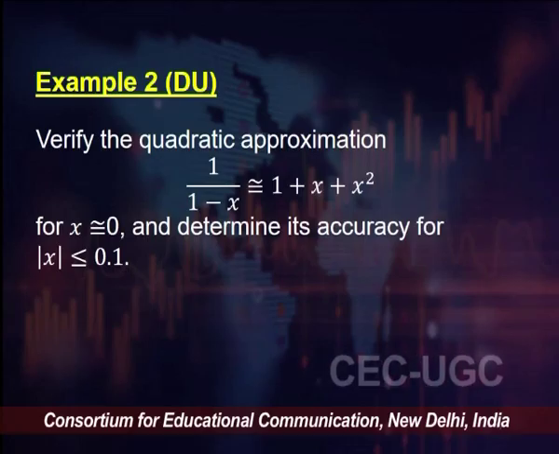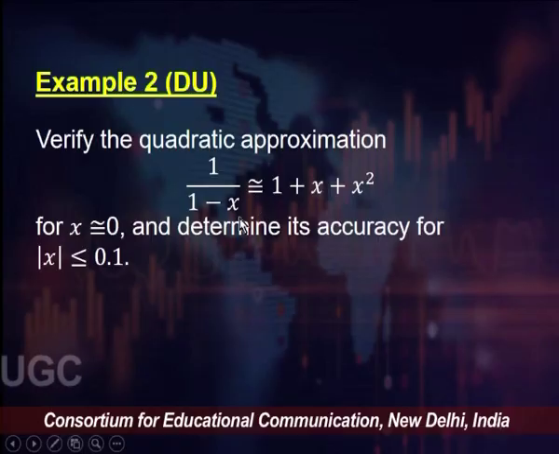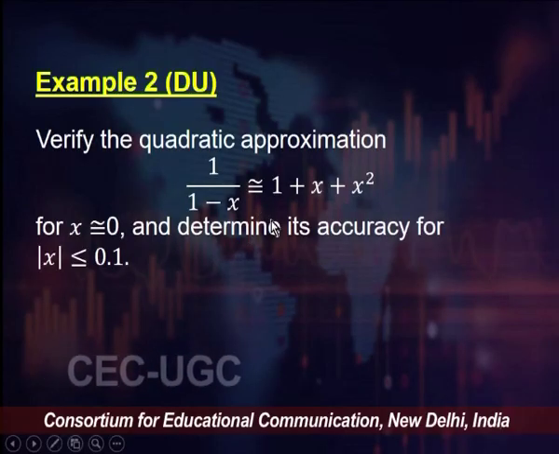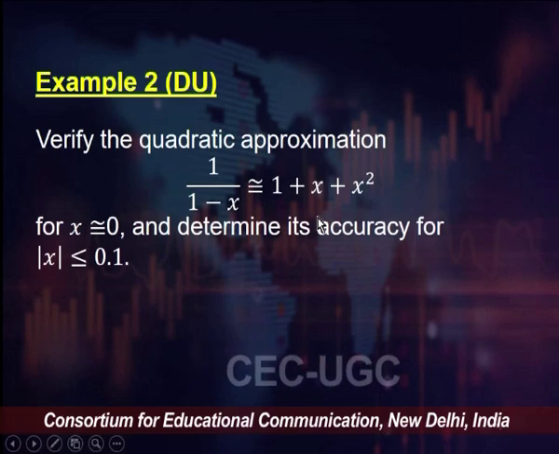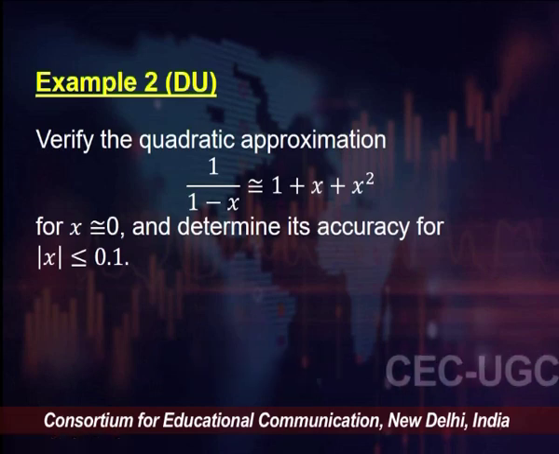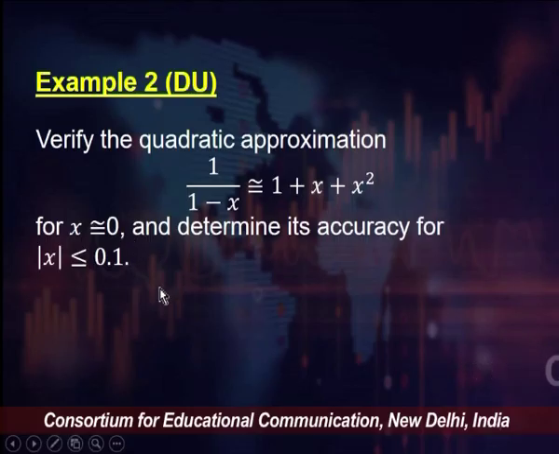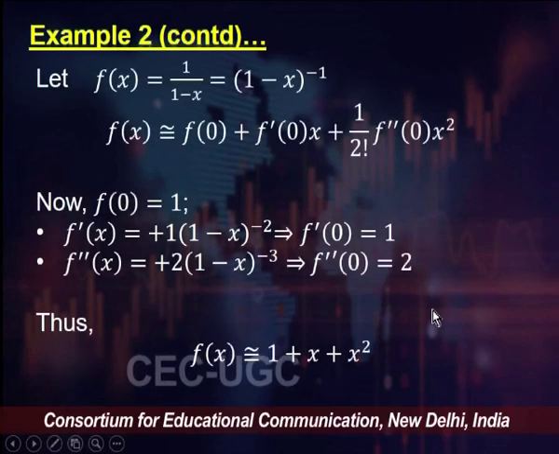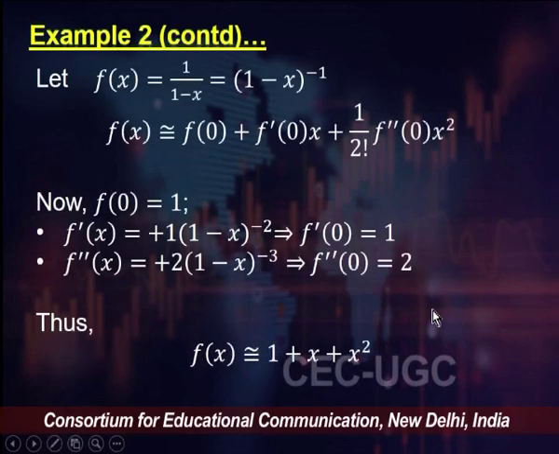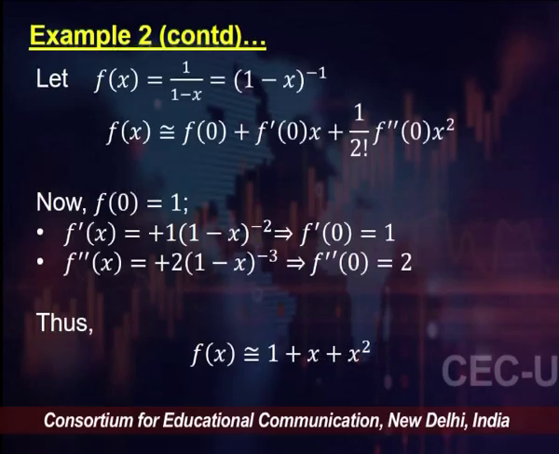Now, one more example that you can try for yourself is where the function is given by 1 upon 1 minus x. You verify that the quadratic approximation is 1 plus x plus x squared for x close to 0, and then determine its accuracy for mod x less than or equal to 0.1. So I'll quickly run you through this example, which is taken from one of the DU exams, Delhi University exams.